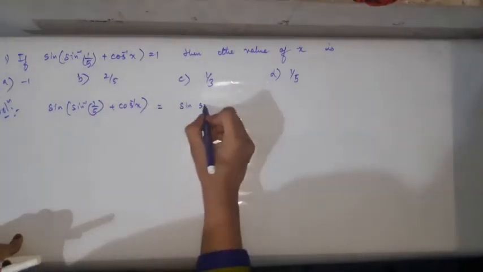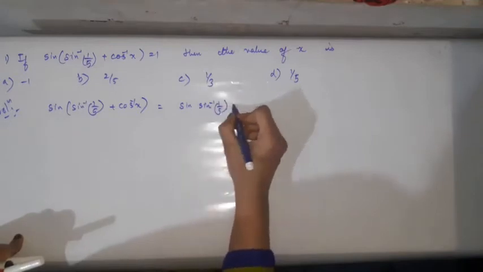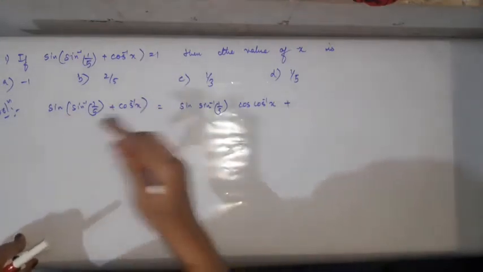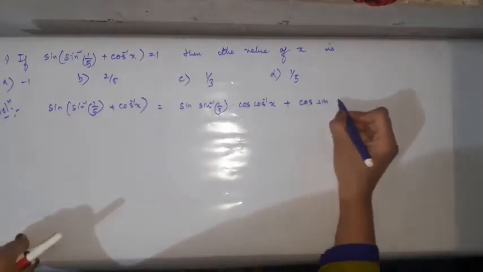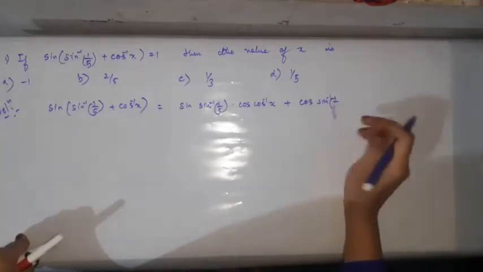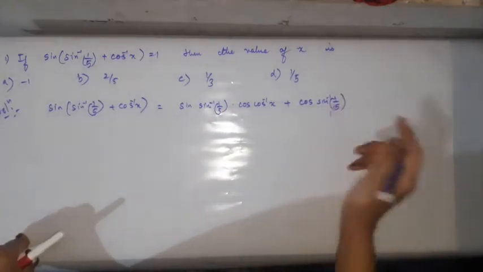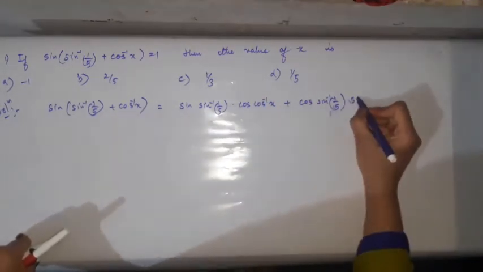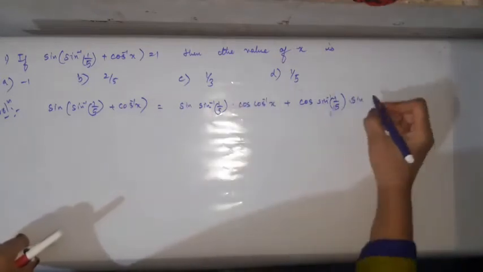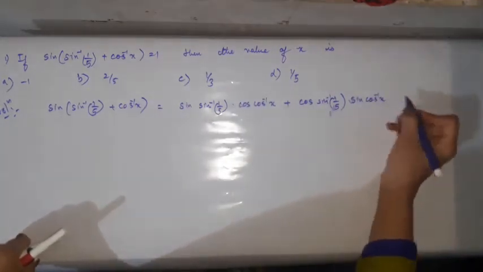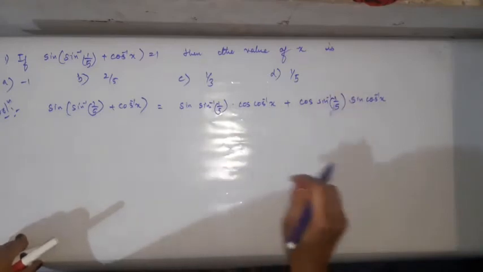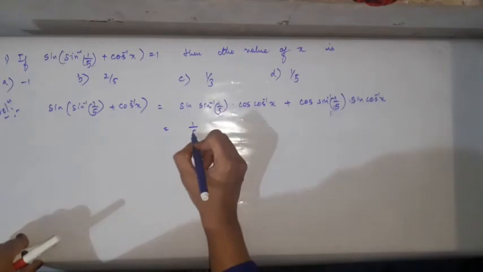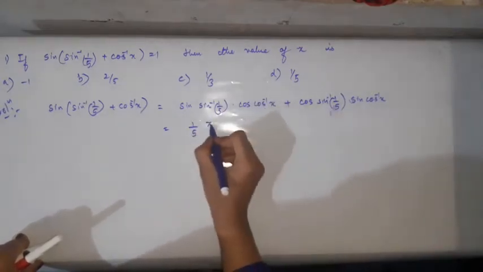So it is sine of sine inverse 1 by 5 into cos of cos inverse x, plus cos a sine b, which is cos of sine inverse 1 by 5 into sine of cos inverse x. Okay, after splitting using the formula for sine of a plus b, now you see that sine inverse and sine get cancelled, you have 1 by 5. Cos inverse cos get cancelled, you simply have x here.